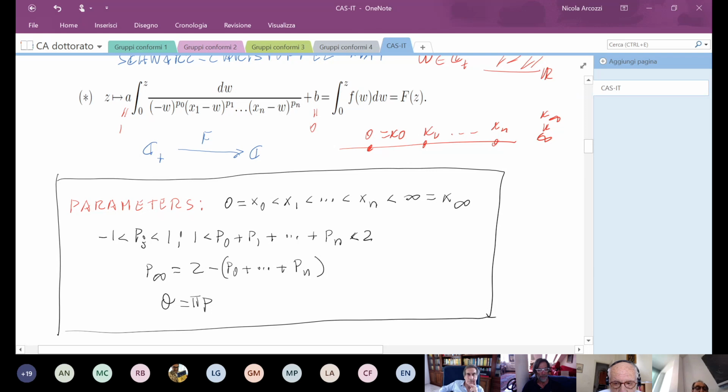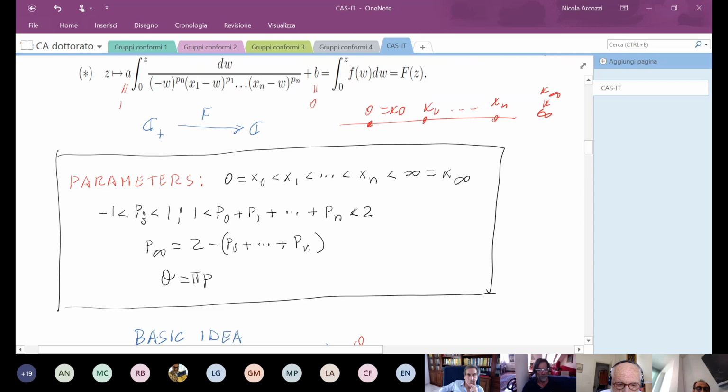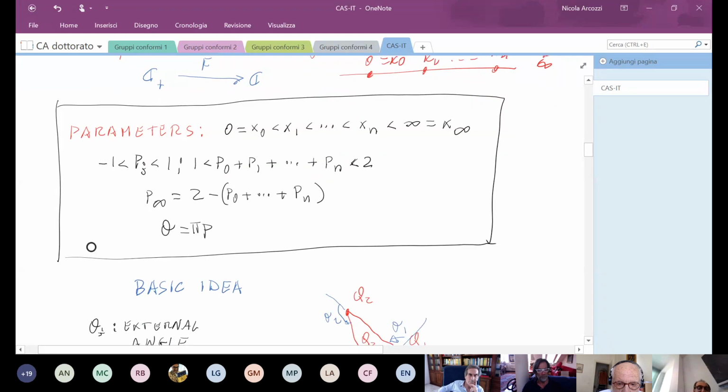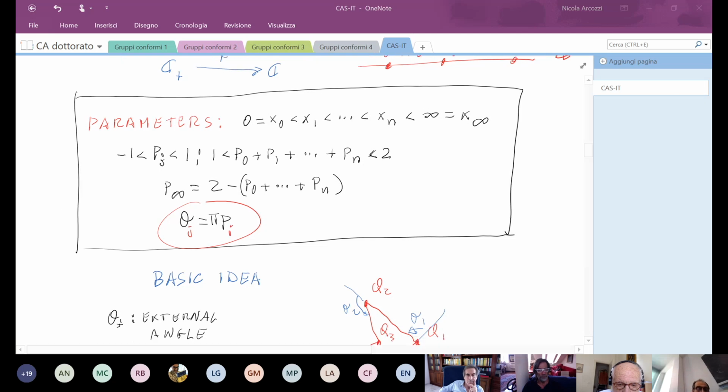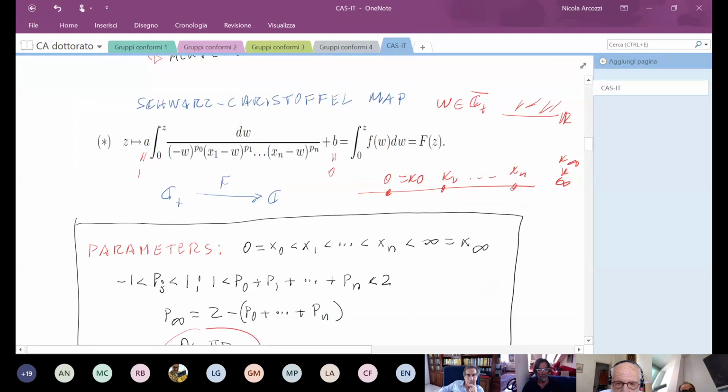That's important because you have convergence at infinity on the real line, for w on the real line at least, and also the sum has to be less than 2. Less than 2 means that there is one of these at infinity, p infinity, let's say, which is 2 minus these things. And then we set theta equal to pi times p, so theta j is pi p j. Okay.